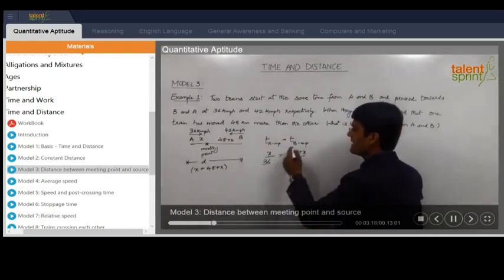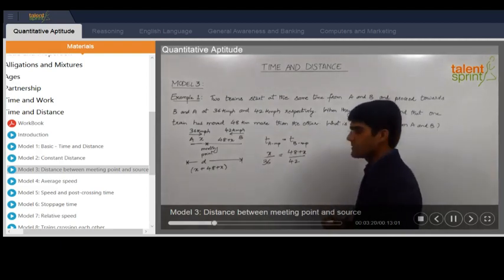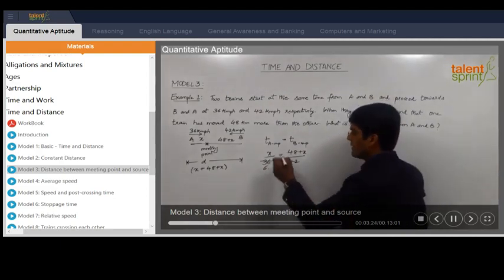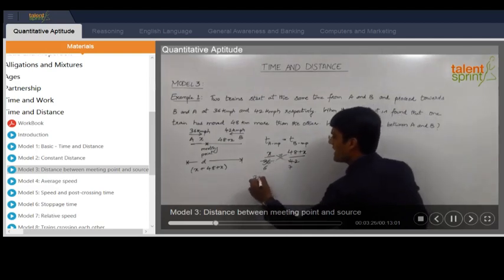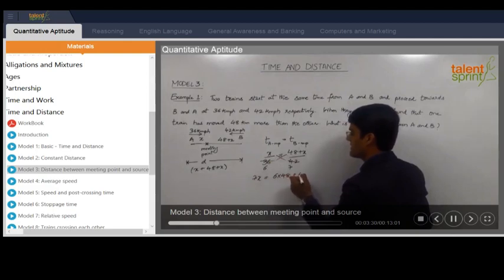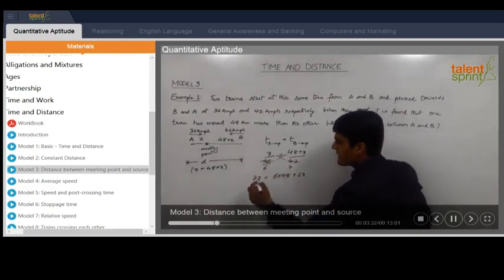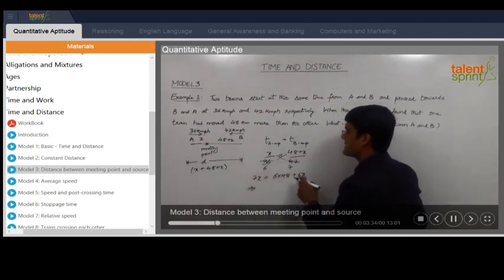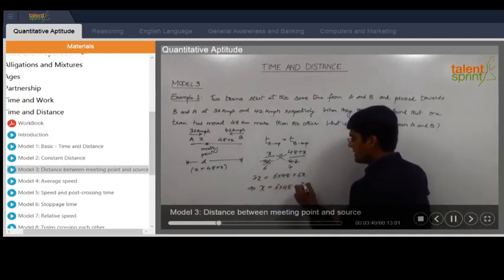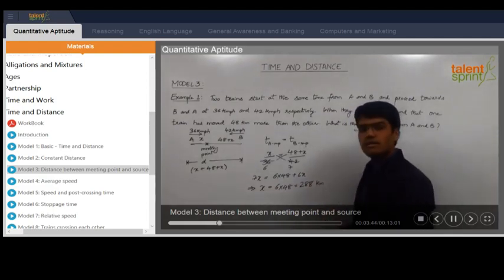So by simplifying this equation, we can get the value of x. As you can see here, this is 6 into 6 and 6 into 7. So when we cross multiply, we get 7x equals 6 into 48 plus 6x. So when 6x is taken to the other side, 7x minus 6x will be equal to x. That is 6 into 48. Now 6 into 48 is 288. So we can say that x will be equal to 288 kilometers.